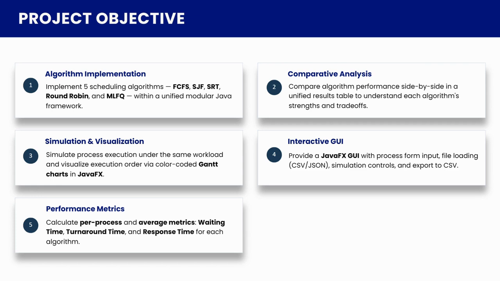And second, we will simulate our processes in a Gantt chart with color. And the third one, we will do comparative analysis. So we will compare the algorithm performance between FCFS, SJF, SRT, round robin, and multi-level queue. And the last one, we will build our project with an interactive GUI. So you will see it in the next slide.